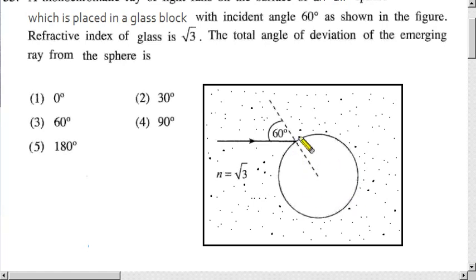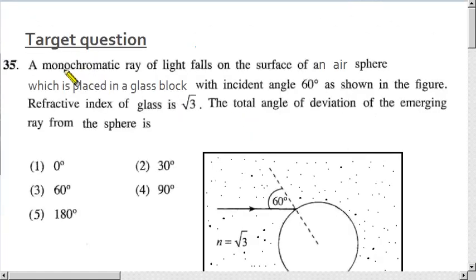The ball is air, the block is glass, so that is the only thing I changed. So here the question is: a monochromatic ray of light falls on the surface of an air sphere which is placed in a glass block with incident angle 60 degrees as shown in the figure. Refractive index of glass is √3. The total angle of deviation of the emerging ray from the sphere is, there are answers.